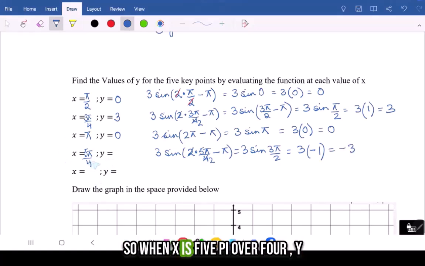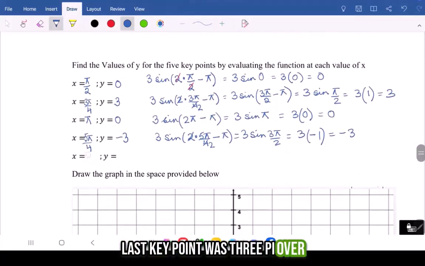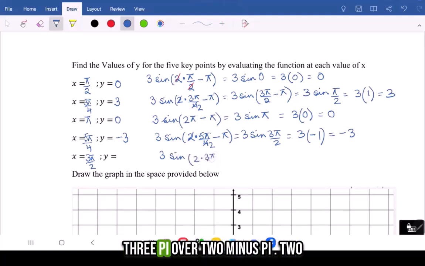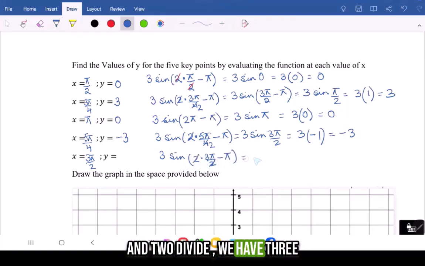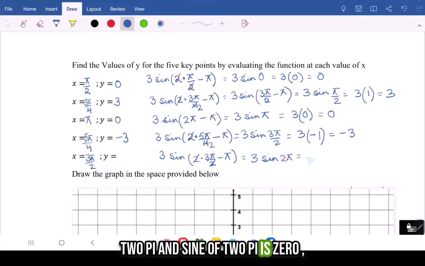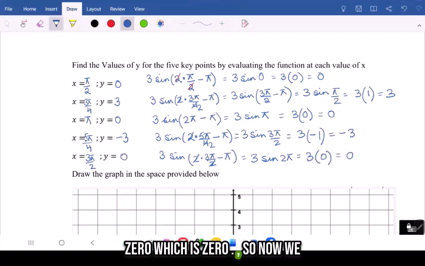So when x is 5 pi over 4, y is negative 3. Finally, the last key point was 3 pi over 2. Let's do the evaluation again. 3 times sine of 2 times 3 pi over 2 minus pi. 2 and 2 divide. We have 3 times sine of 3 pi minus pi, which is 2 pi, and sine of 2 pi is 0. So we end up with 3 times 0, which is 0. So now we have 5 ordered pairs.